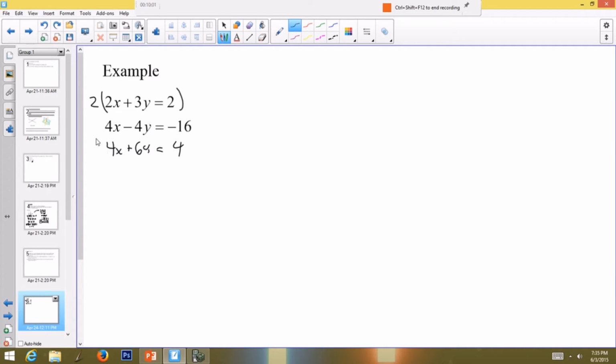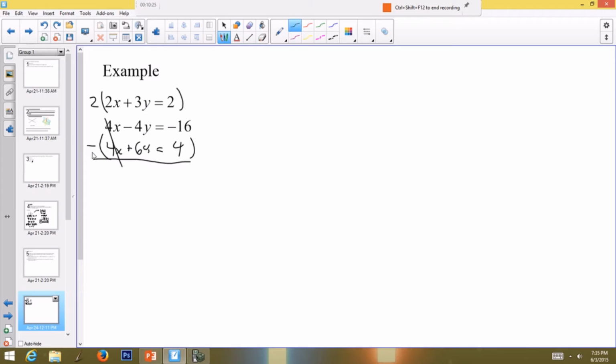Now, because these two values have the same sign, they're both positive, I am going to have to subtract. Now, if they had opposite signs, we could just add. The whole point of this is we're trying to get these x's to cancel out. So 4x and negative 4x, well, those cancel. Or 4x minus 4x cancels out to 0.